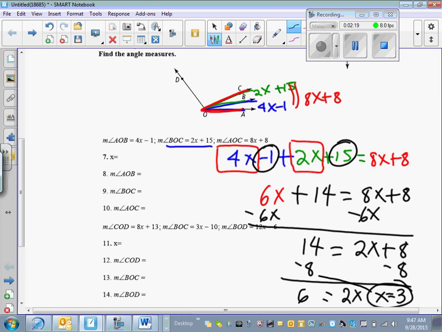Then you take this x and plug it into AOB to find this. Then you take the x and plug it into here to find BOC, then plug it into here to find the whole thing.